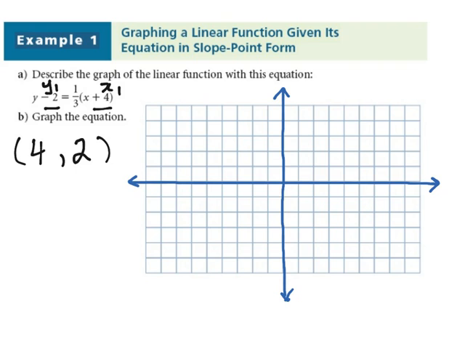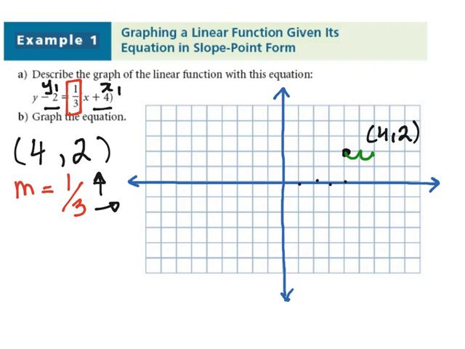The slope of this line is the coefficient in front of the bracket, and the slope is 1/3. So when we're graphing this equation, we know that there's a point of 4 and 2, so 1, 2, 3, 4 to the right and up 2, 4 and 2, and that the slope of this line is 1/3. That means for every movement to the right of 3 units, the graph rises by 1 unit.